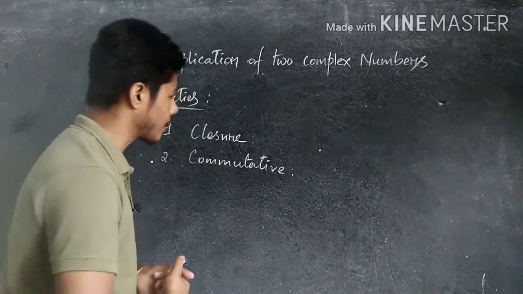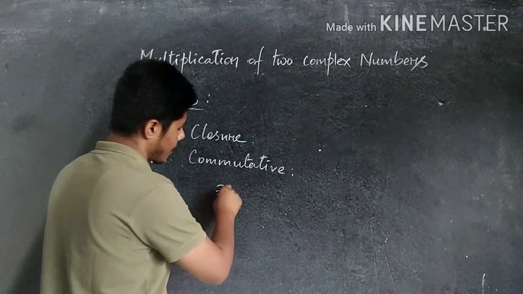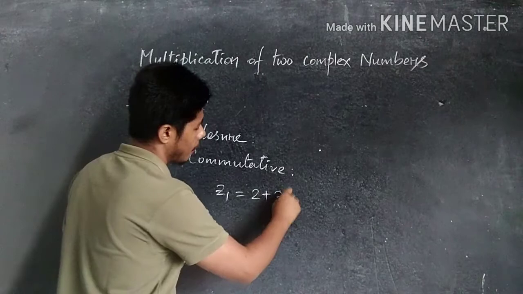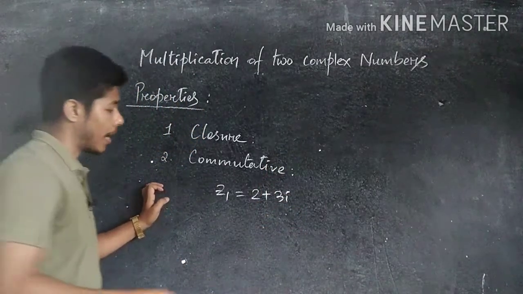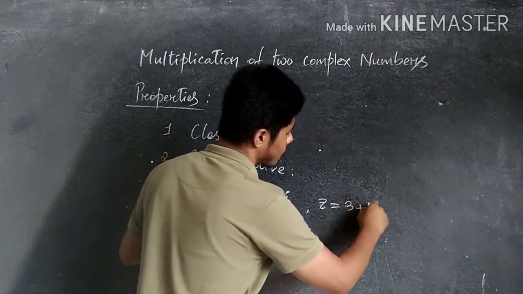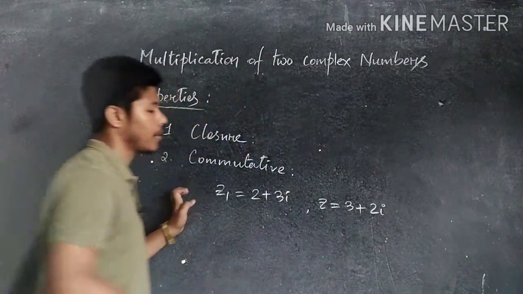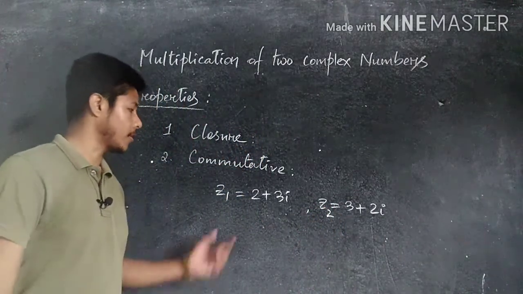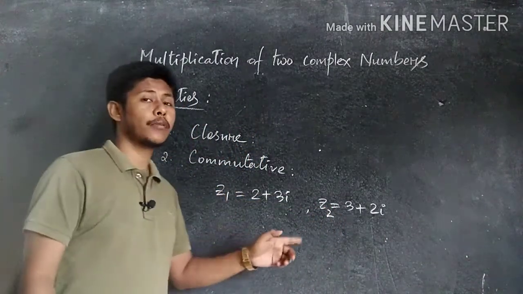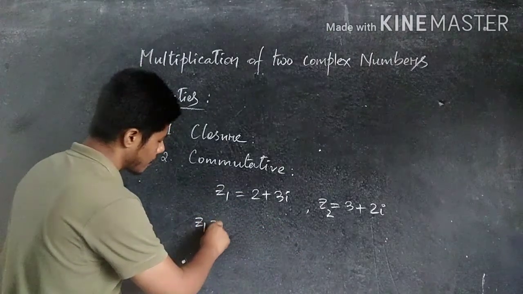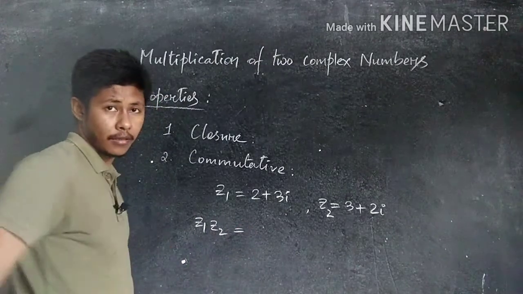For example, suppose we consider a complex number 2 plus 3i, and another complex number 3 plus 2i. So this one is z1, this one is z2, two complex numbers we consider. So now here what you have to do, we have to multiply these two, z1 and z2, and let's see what we get.